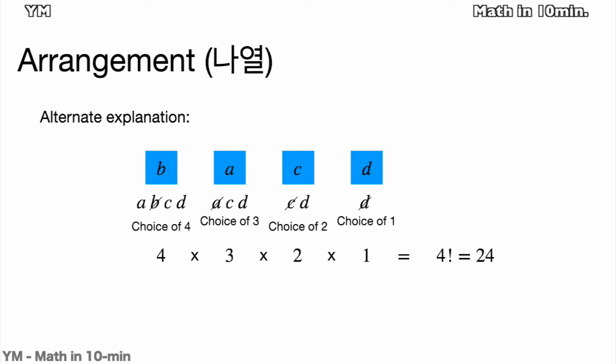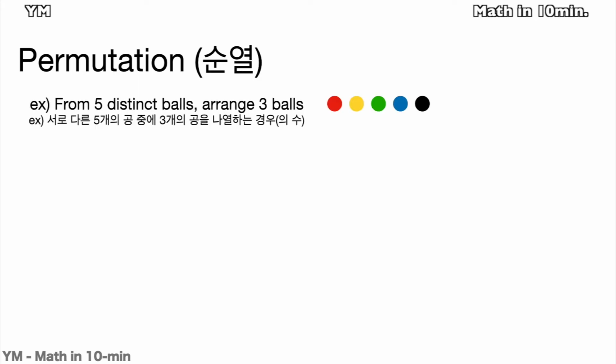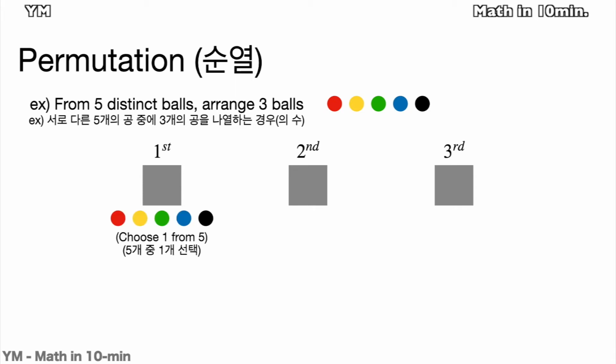This method is a well-known method in understanding the concept of arrangement. Now let's move on to the permutation. While arrangement explains how to count the number of cases arranging the elements, permutation shows the way of counting the number of choosing and then arranging a specific number of elements. Let me show how many cases there are when choosing and arranging 3 balls from 5 different balls. Suppose that you arrange the chosen 3 balls in this row. In the first row, you can choose any of these 5 different balls.